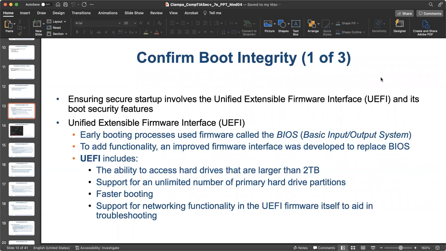It also provides support for an unlimited number of primary hard drive partitions. So in the past, we had a limit, but now you basically can just partition your hard drive into as many as you like, right? Without any problem. Also, networking functionalities in the UEFI firmware itself are way advanced, and they provide the ability to remotely troubleshoot the computer. And UEFI also has a more advanced user interface for configuration and information.